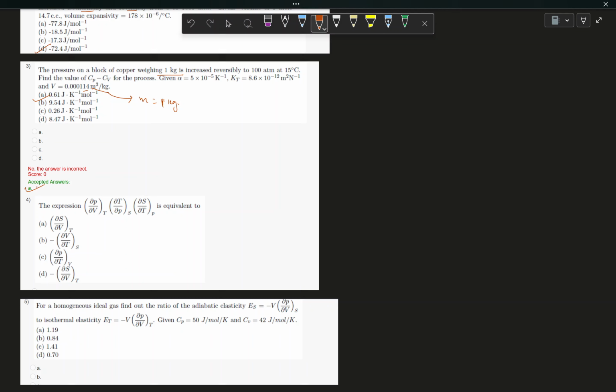So let us get started. The expression (∂P/∂V) at T constant, (∂T/∂P) at S constant, and (∂S/∂T) at P constant, this product is equivalent to what expression that you have to know, and the options are given in those 4 options. You can see they are all simplified. So basically you have to manipulate the thermodynamic variables or tune them in such a way, using Maxwell's relation mostly, that they take the form of the simplified one of those answers.